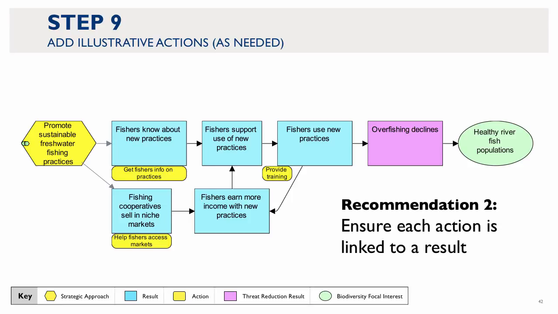The second key recommendation is to make sure that each illustrative action added to a results chain is clearly linked to a specific result. Avoid action bubbles just floating around the diagram or action bubbles touching upon several results and arrows.